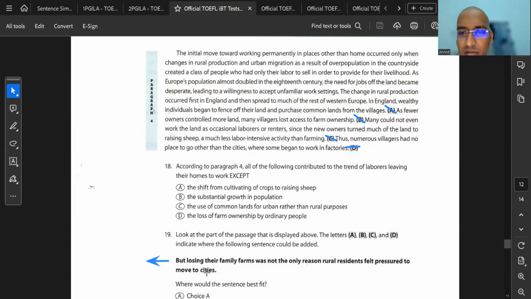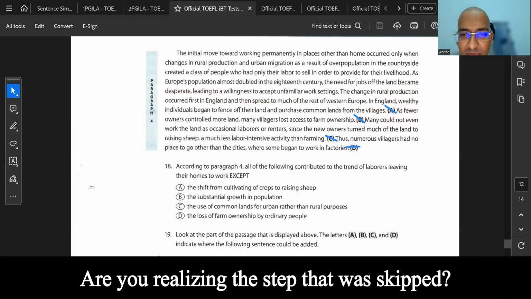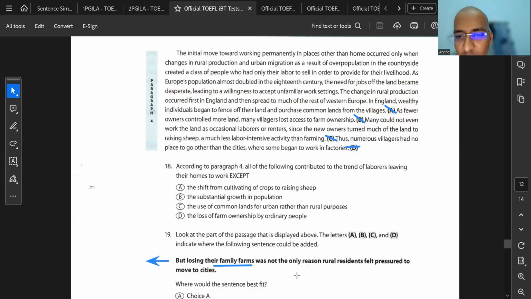About family farms. Okay, about family farms. And what about it? Not the only reason rural residents felt pressure. Okay. Now, we know it's about family farms and was not the only reason that rural residents felt pressure. We go to A. And what is the sentence before A? Wealthy individuals began to fence off the land and purchase common lands from the villages. What are we looking for? Family farms, because I thought farms and land are synonyms or some kind of synonyms.